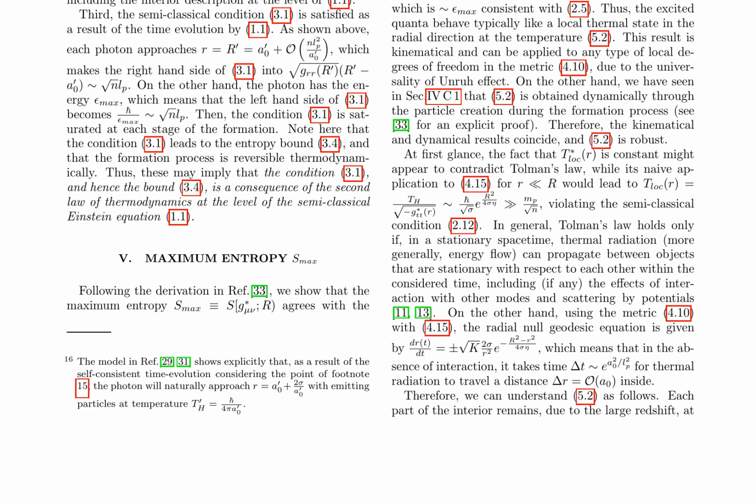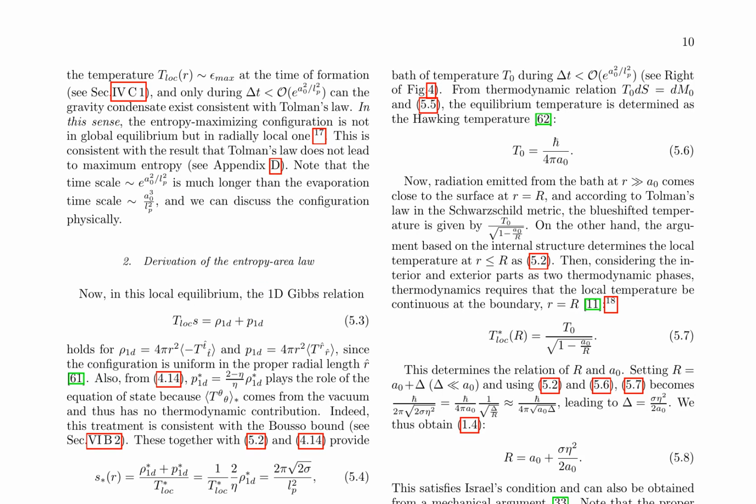Furthermore, the discussion highlights the importance of Tolman's law, which relates the temperature of a system to its gravitational potential. In this context, Tolman's law underscores the need to consider the time it takes for thermal radiation to propagate within the system. This temporal aspect is critical in understanding the gravity condensate's behavior. In a radially local equilibrium, the entropy maximizing configuration is consistent with Tolman's law.